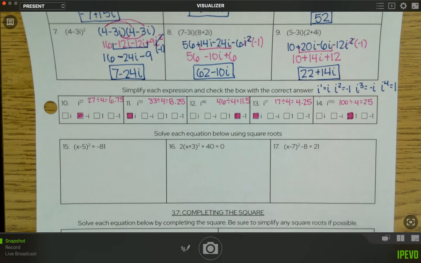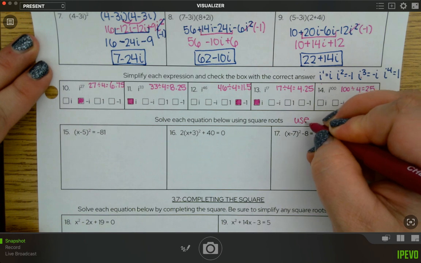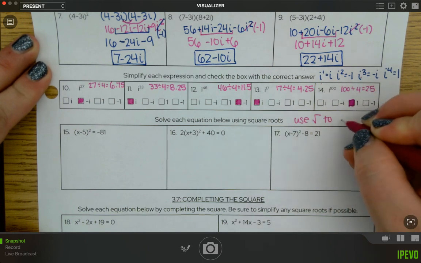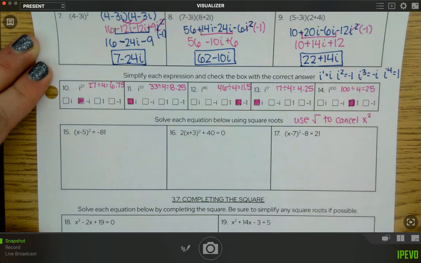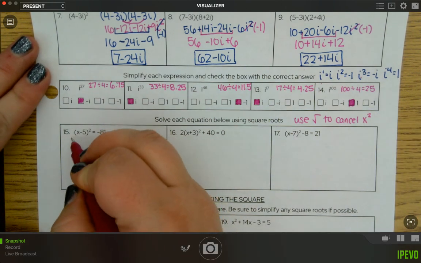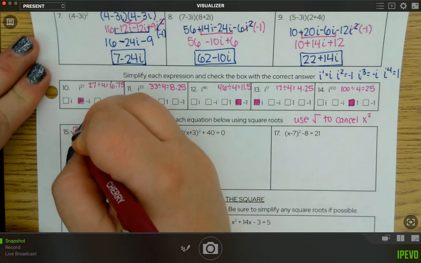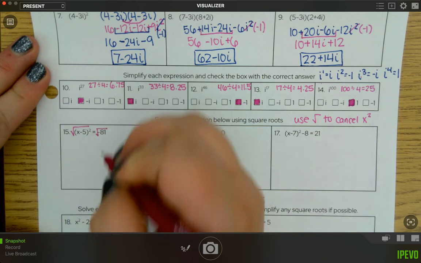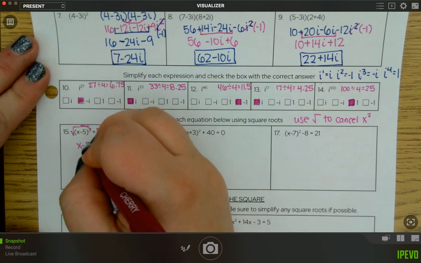All right, now let's talk about solving equations using square roots. What this means is that you are going to use the square root to cancel the x squared. Okay, so for example, on this one, you need to make sure there's nothing out here or here, and there's not. So you're going to go straight to the square root. Now that cancels out that, so you just have x minus 5.